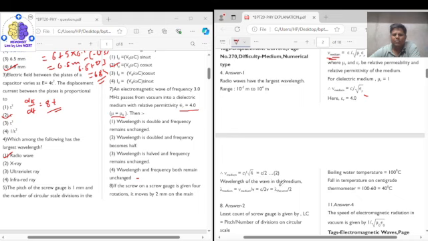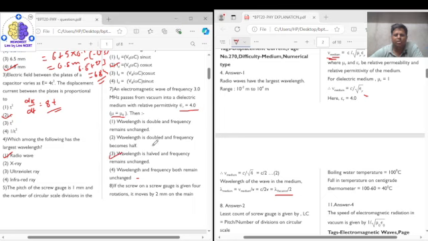of the wave in the medium, lambda in the medium, is equal to the velocity in the medium upon frequency. Because the frequency remains the same, the wavelength becomes half. So the frequency is not changing, but the wavelength is becoming half. That option has been given in the question as option 3. That is, the wavelength is halved and the frequency remains unchanged. So the correct answer is option 3.